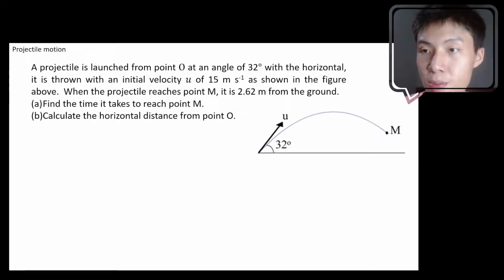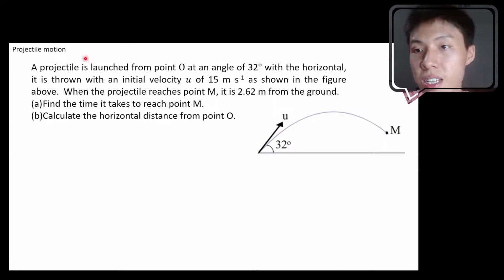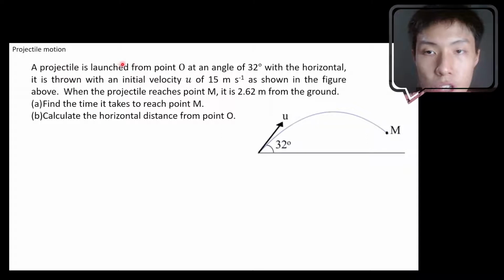Let's try to solve this problem here. It mentions that a projectile is launched from point O. So I believe this should be point O, and they didn't mention really clearly, so this should be point O at an angle of 32 degrees. So you can see that the initial velocity vector arrow is 32 degrees from the horizontal. Okay, so this is the angle.